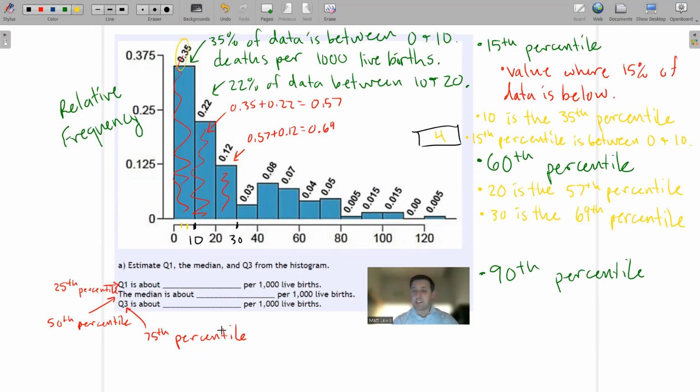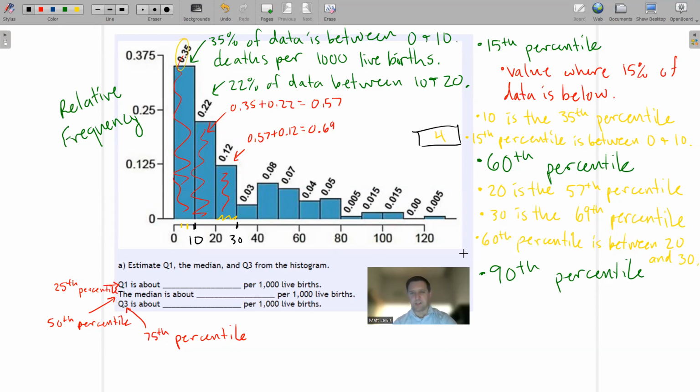Now, if we're looking for the 60th percentile, that means it's got to be somewhere between 20 and 30. So somewhere in here. Okay. So again, it doesn't matter. We'll just say the 60th percentile is between 20 and 30. So any answer between 20 and 30 is fine.